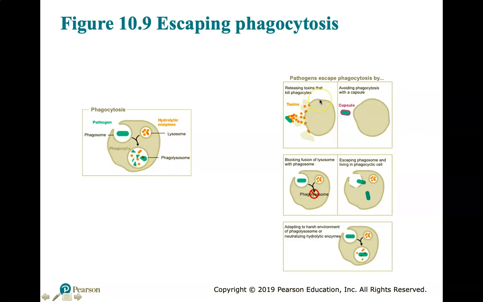But on the right here shows how pathogens have learned to evade phagocytosis, releasing toxins that kill the phagocytes. The capsule prevents what we call opsonization, which is when the phagocyte engulfs the pathogen. It can actually prevent that. Here we have the blocking of the fusion of the phagolysosome. So remember, the lysosome has the enzymes, the phagosome has the pathogen.